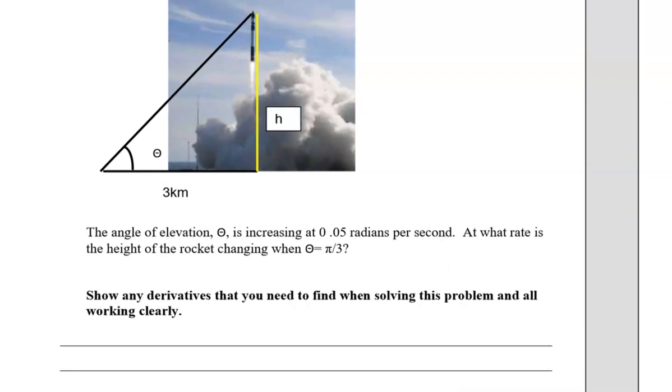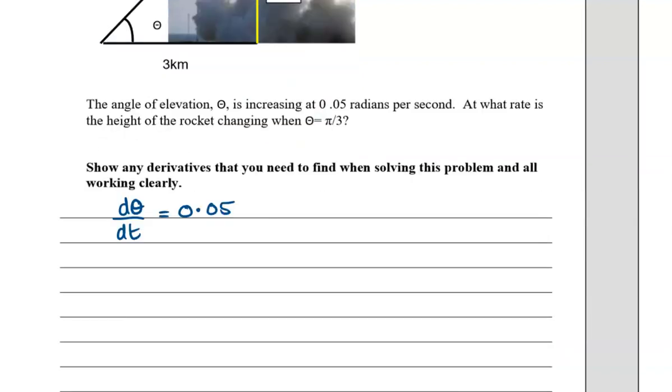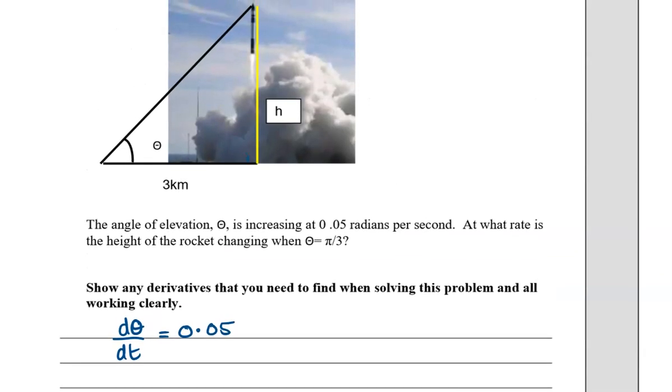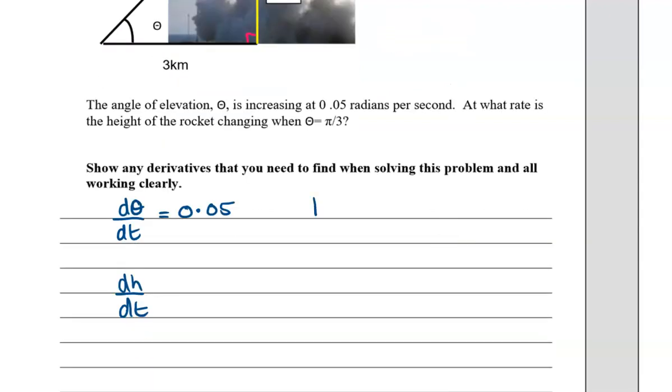So let's start by writing down the things we know. So we know d theta by dt, so that's the rate that theta is changing is 0.05. The thing that we want to work out is the rate that the height is changing, so we want dh by dt. So we need something that's going to link h and theta, and we can get that from the triangle itself since we've got a right-angled triangle here, and tan theta would be equal to h over 3, or in other words h equals 3 tan theta.